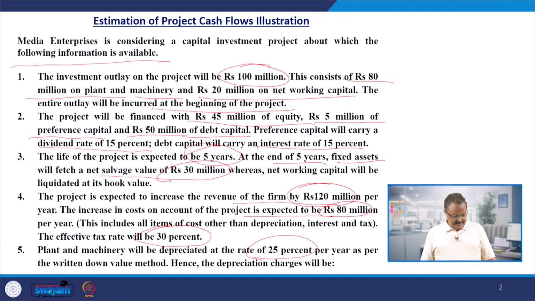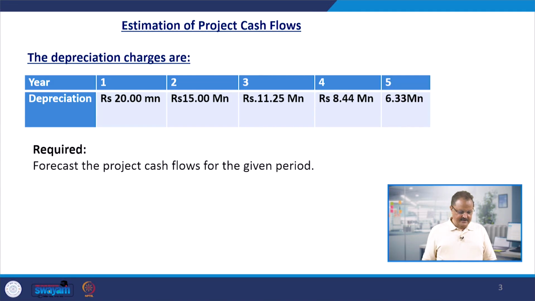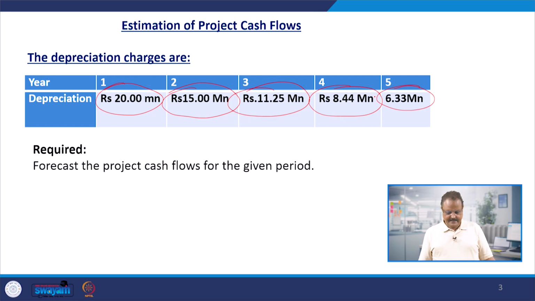25% per year as per the written down value method, and as a result of that the annual depreciation would be something like 20 million in the first year, right? 25% means 20 million in the first year. It's a written down value method, so it will not be 20 million but 15 million in the second year, 11.25 million in the third year, 8.44 million in the fourth year, and the fifth year would be 6.33 million, right?